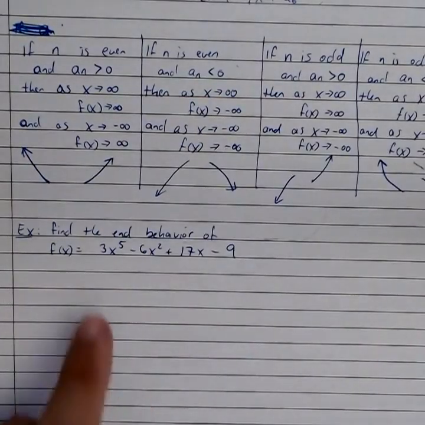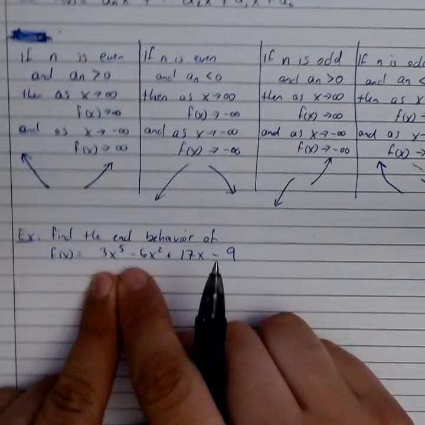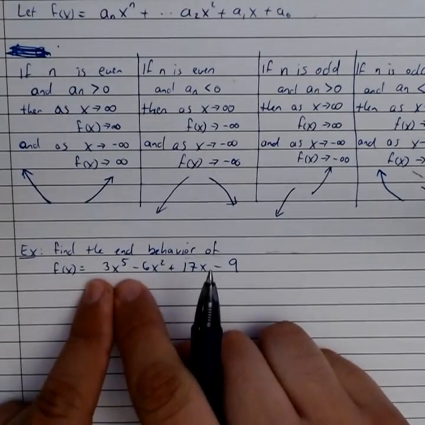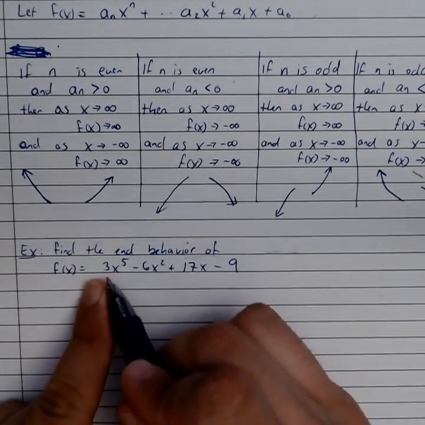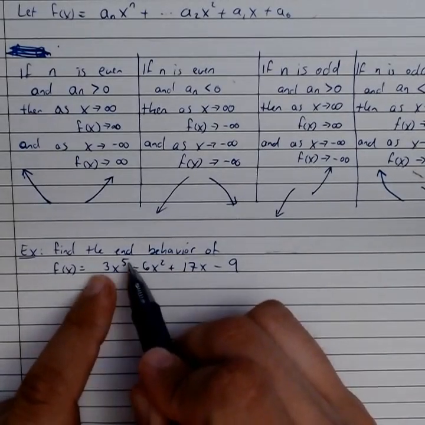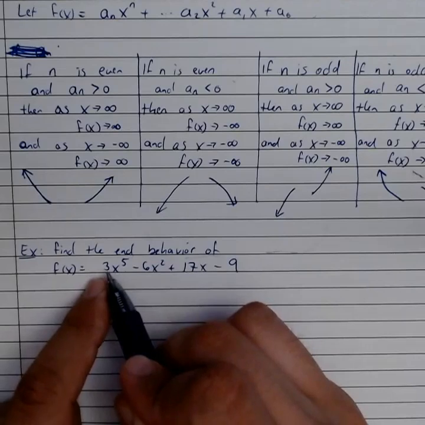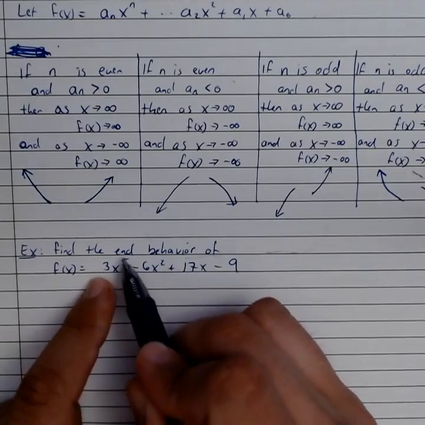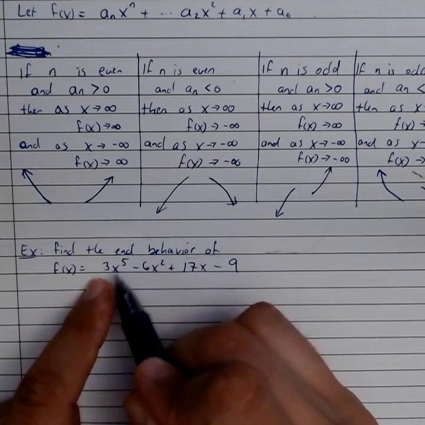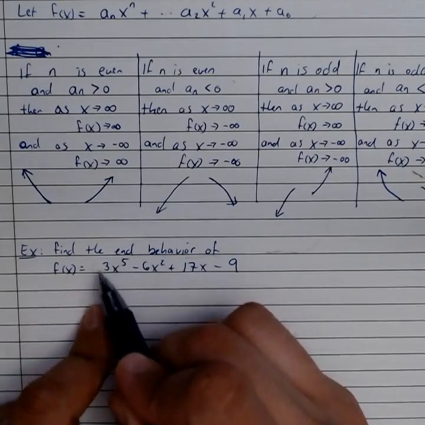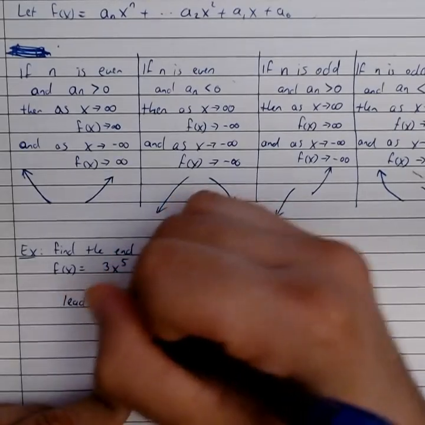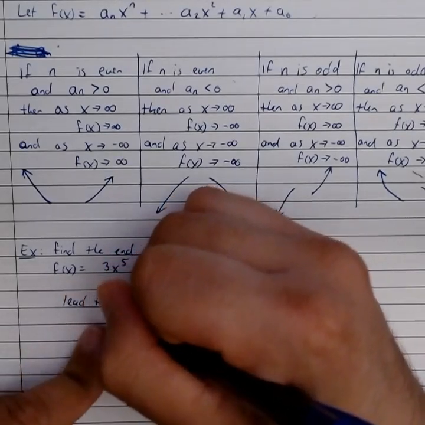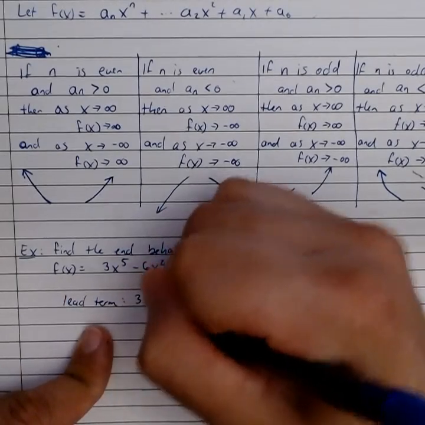Here, we're looking at the lead term, the one with the biggest power, which is usually the one in front, but be careful in case something's written out of order. And here, that's going to be an odd power and a positive coefficient, right? An odd power of n and a positive lead coefficient. Okay, so the lead term is going to be 3x to the 5th.